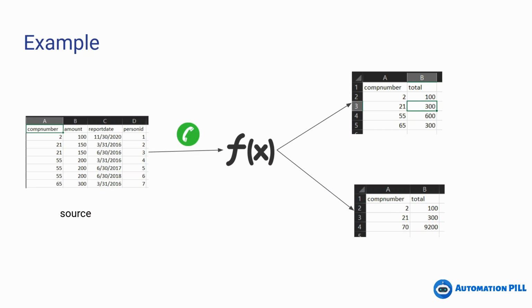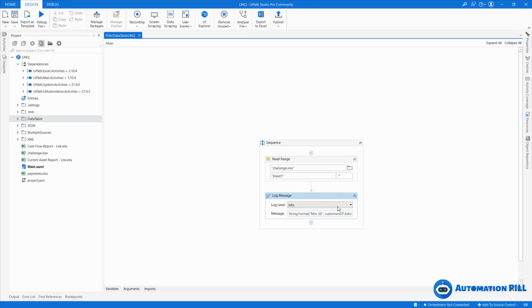And these two Excel files are called a target. LINQ always has a source, at least one source, it always has a function, and it always has a target or a result. So let's see how we can do that in practice. In the previous example, I have shown you how we can calculate the minimum for an Excel file.